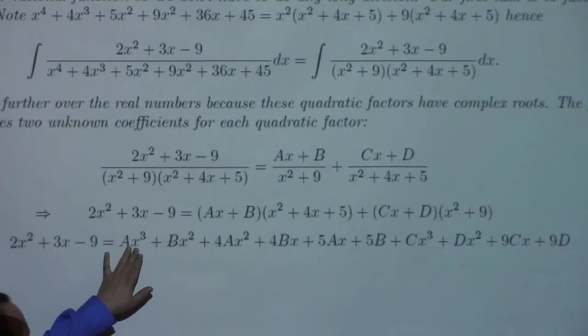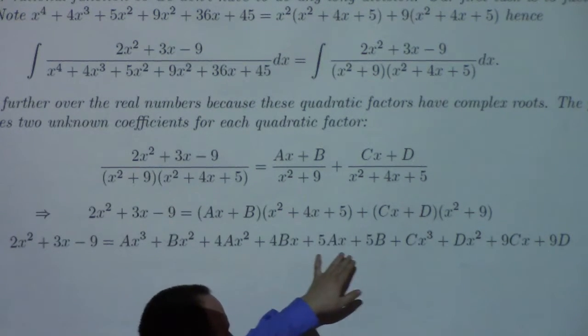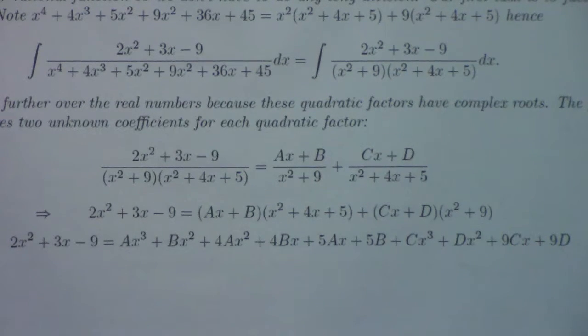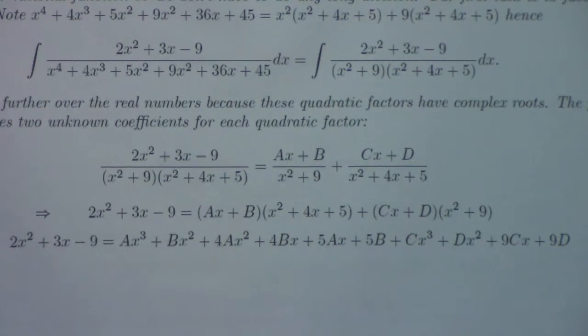You've got cubes, squares, linear terms, and constants. 4 separate real equations. And how many unknowns? 4 unknowns. These will be linear equations. So you have 4 linear equations and 4 unknowns. That means you can solve it. It's just a matter of perseverance.